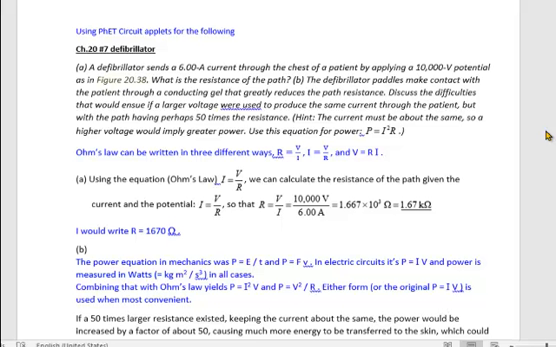Here are a few problems from Chapter 20 involving Ohm's law and the power law. So problem 7, defibrillator, and I think you can read through this. There's 10,000 volts on here, and there's a 6 amp current going through here, and what is the resistance? It's just Ohm's law that is involved, and then there's a follow-up, how much power.